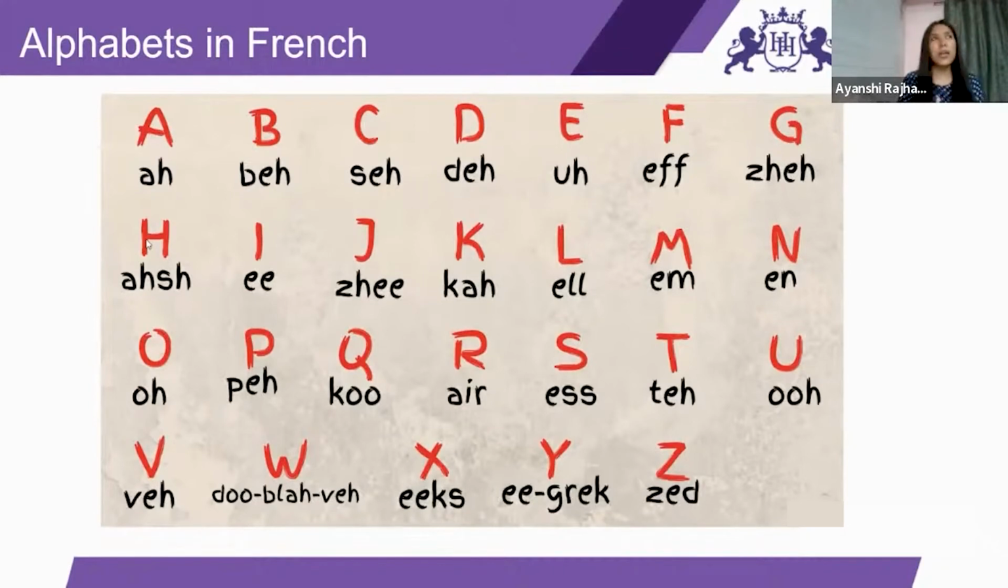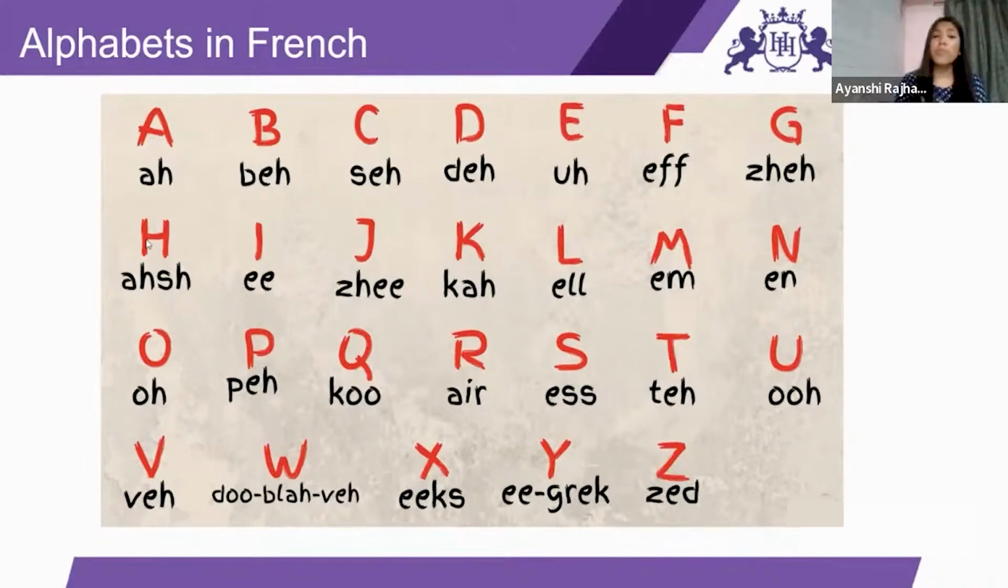Because there are some words that are in both French and English. For example, restaurant. Restaurant in French is pronounced differently, and orange in French is pronounced differently too. Because of the R, the pronunciation changes. So the pronunciation of R in French is R. After R, the next alphabet that we have with us is the S.